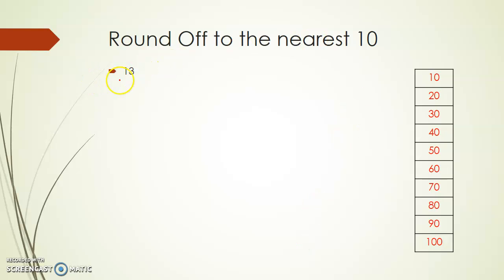Let me repeat. Rounding off to the nearest 10, the answer that we get is always a multiple of 10. The value in its ones place will always be 0.